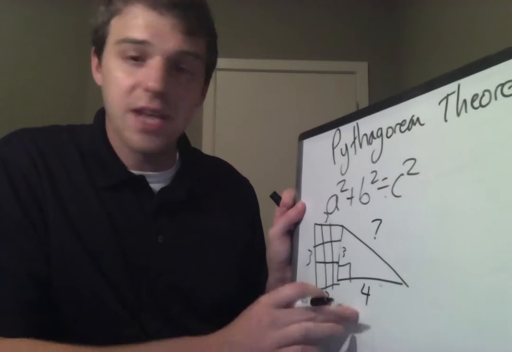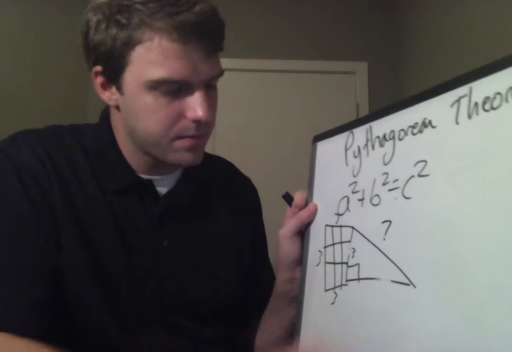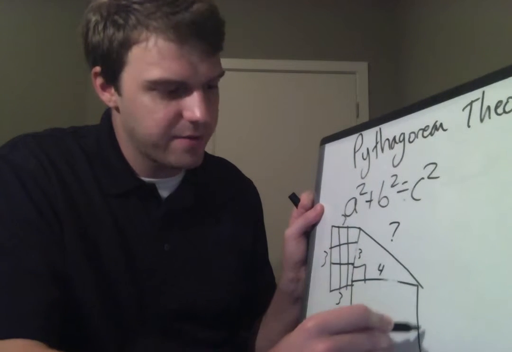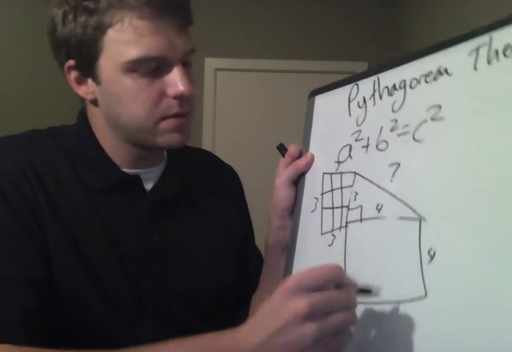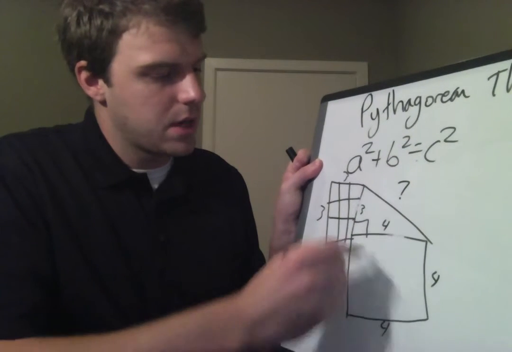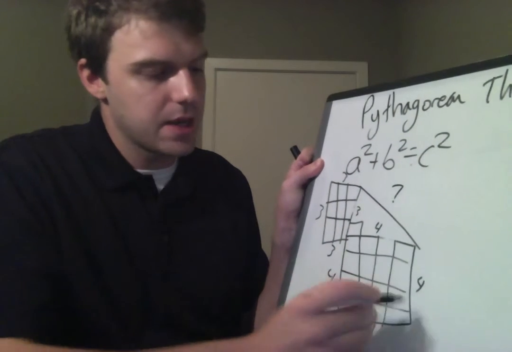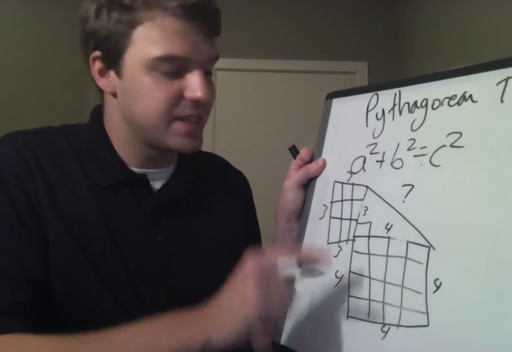We're going to do the same thing over here on side B. We're going to draw our square, and we're going to put every side as 4. Let me lift it up there for you. We're going to make our grid again, and this shows us that the area of the square of side B is 16.